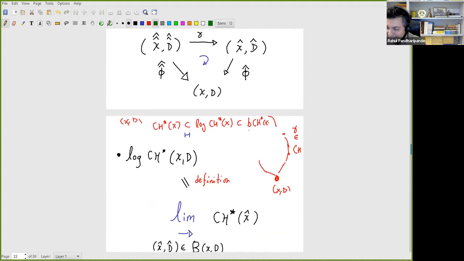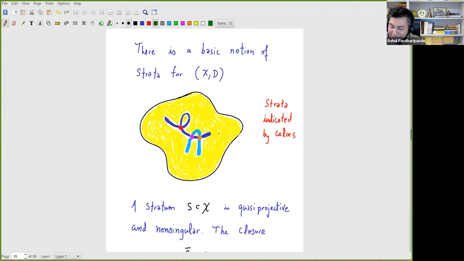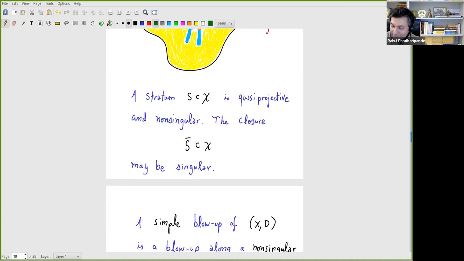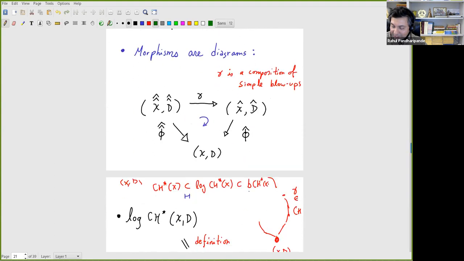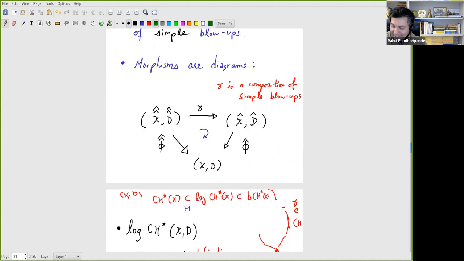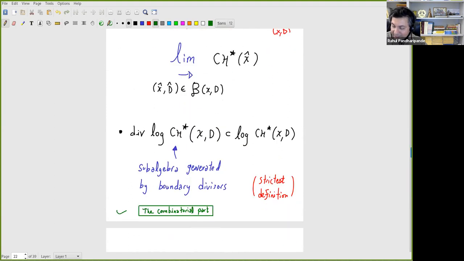The moral is that if I take this quite quick summary, when I start out with this kind of geometry of a smooth variety with a normal crossings divisor, there is this log Chow, which has to do with these special blowups you're doing that respect the boundary structure. And inside of log Chow, which is big, is this combinatorial part, which has to do with just the classes of the divisors that you started with and the divisors that you create.